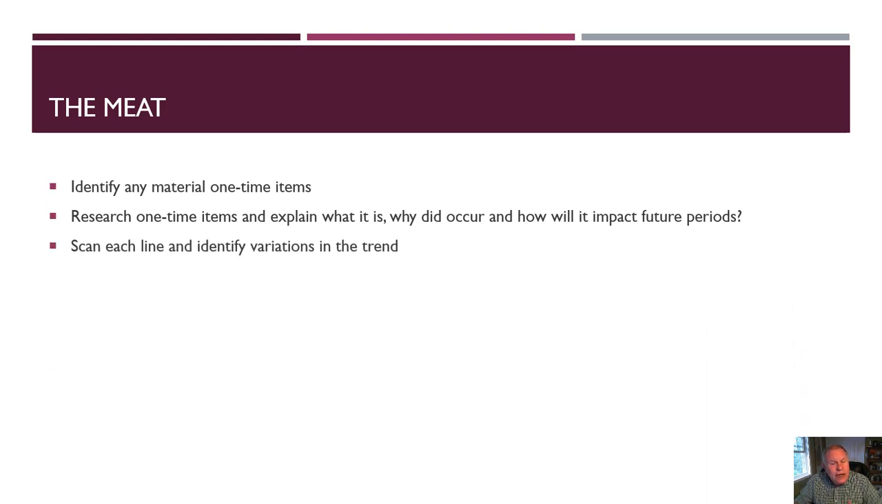Then you scan each line and identify variations in the trend. Okay? And by variations, I mean if general and administrative expenses is 20, 20, 20, 20, 20, there's really no reason to look into that. But if we go 20, 23, 21, 18, 16, 21, we need to try to understand what that variance is, what's causing it. Is there something cyclical? Is there something that's included in there that's not repetitive? Or what is going on?